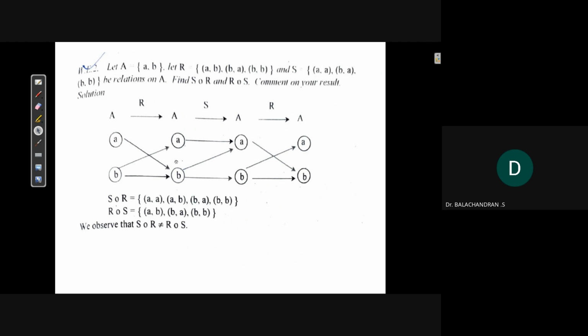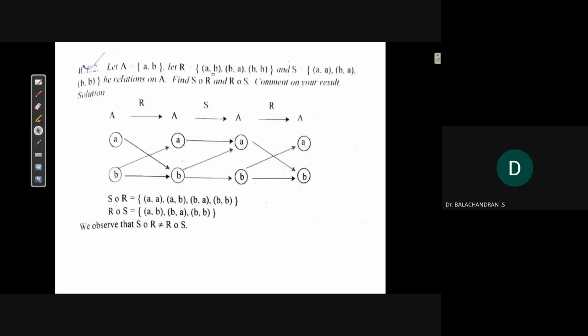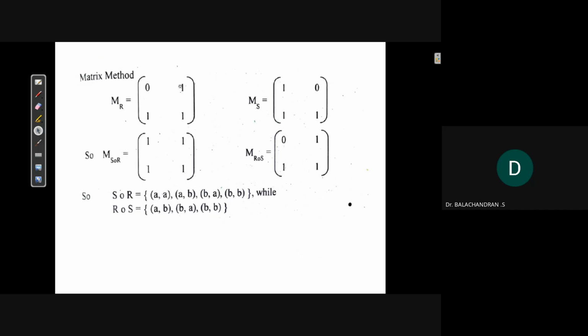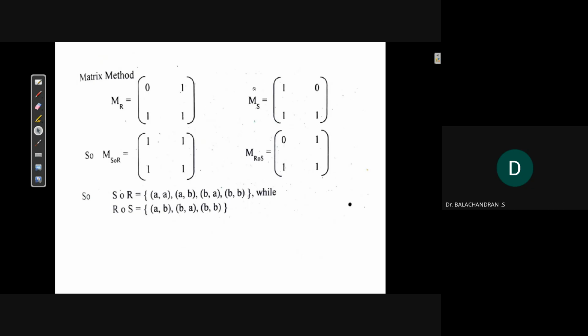And then a matrix method is also possible. First you should write MR, and then you should write MS. MR here means AB, a 2 by 2 matrix. So here AB, here AB. AA is not there, but AB is there, and then BA is also there, and then BB is there. Similarly, you can find MS.